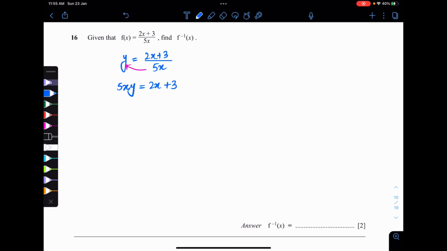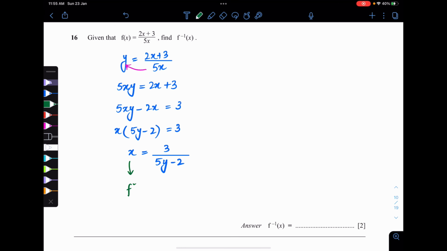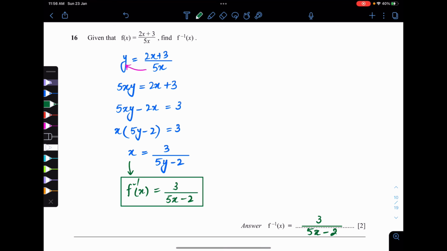Then you have 5xy minus 2x is equal to 3. If you take x as the subject, this will become x times (5y minus 2). And if you make x the subject, this bracket is going to go to the other side and get divided. All we are left with is a couple of substitutions. So replace f inverse of x with x, and y with x. So this is 3 over 5x minus 2. I'm sorry, I made a mistake over here. So this is 3 over 5x minus 2.